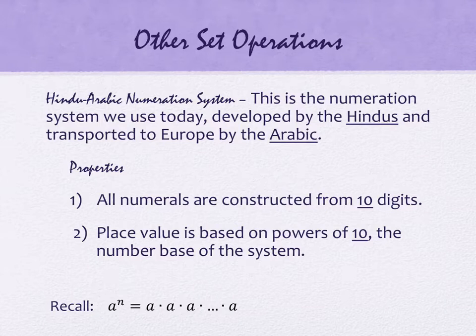We have 10 fingers. That's exactly why. So if God had made you with 8 fingers, I guarantee we would be doing a base 8 number system. So it's a base 10 number system because of that. That's how it developed.